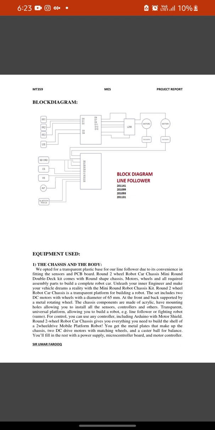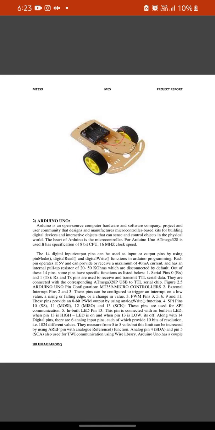A transparent universal platform allowing you to build a robot, an agile line follower or a fighting robot. Now, two DC drive motors with matching wheels, a caster ball for balance. You'll fit the rest: power supply, microcontroller board and motor controller. So we use the transparent chassis body and we mounted our PCB board on it. It consists of two motors, two wheels and a 360 turn wheel at the front. You can see our base in this picture.